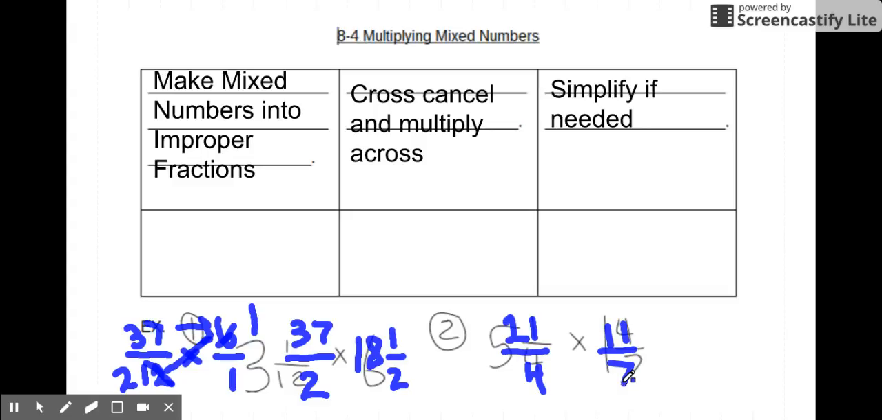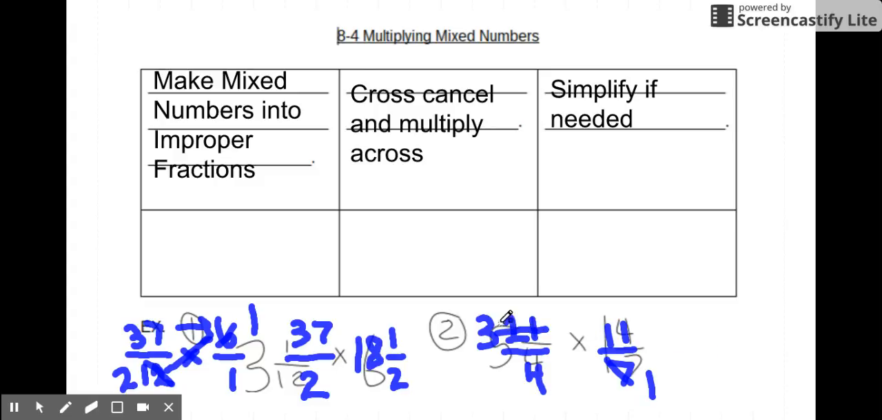You can cross cancel. The 4 and 11 have to stay the same, but the 7 and the 21, 7 will go into both of those. So this changes to a 1, and this would change to a 3. So now you have 3 fourths and 11 over 1. You can rewrite it if you want to. It's just a pain to write with this mouse, so I'm not going to.